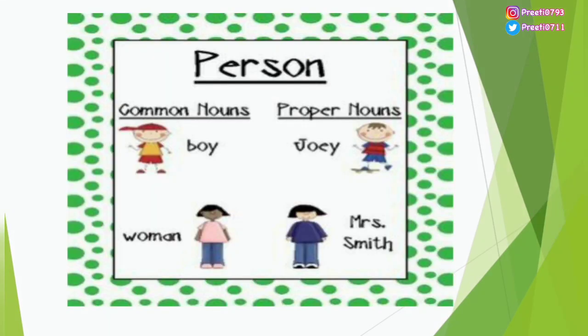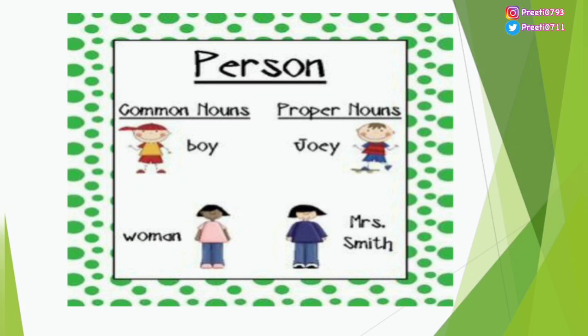Now look at this image given on your screen carefully. This image can help you in understanding the difference between common noun and proper noun more clearly. Now look at the first image. On the left hand side, it's a boy, whereas on the right hand side, it's mentioned as Joy. So boy is the common noun, whereas Joy is the proper noun. Looking at the second example, on the left hand side it's woman, whereas on the right hand side it's Mrs. Smith. So Joy and Mrs. Smith are particularly referring, the first one to a boy and the second one to a woman. Whereas the common nouns boy and woman are not referring to any particular individual or any particular human being.